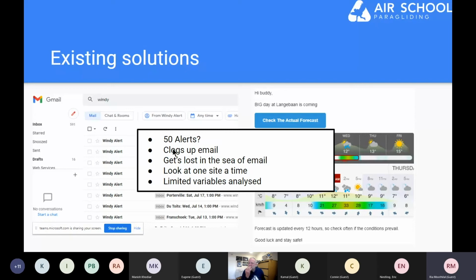It's going to clog up your email. You're probably going to lose it in your sea of email. And then with this kind of alert level that they're giving you, you're looking at one site at a time. And as well, there's also limited variables being analyzed. So in this particular one, it's just the wind, because you can see they're saying Wednesday is looking like a great day for flying, but I'm also seeing that there's rain forecasted, so that's not going to work for flying.